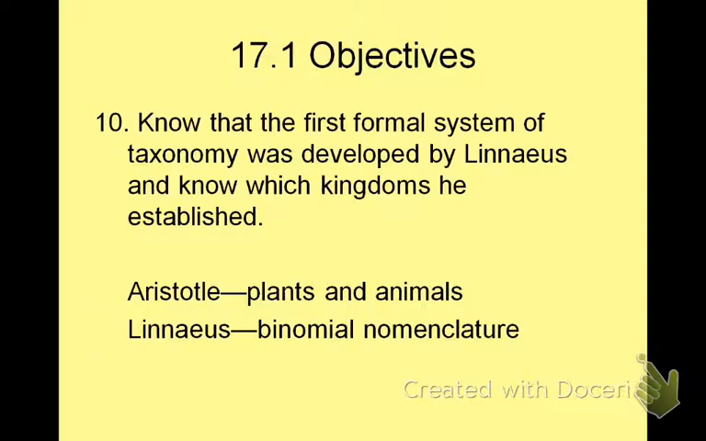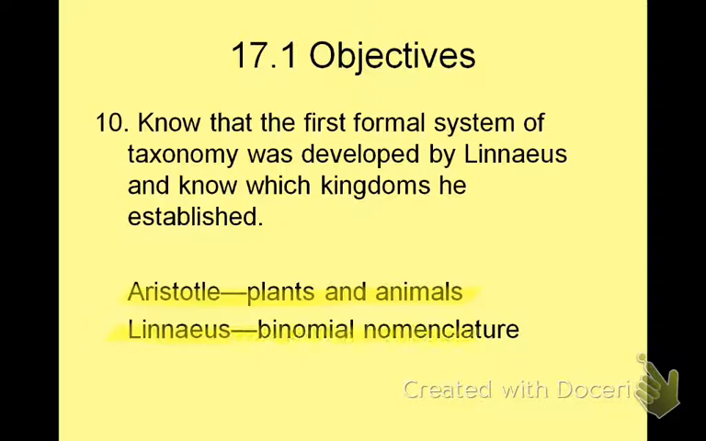Finally, Objective 10, you need to know a little bit of history about classification. Aristotle, in ancient Greek times, was the first one to classify plants and animals into 2 different categories. And so he only saw that there were 2 kingdoms, plants and animals. He didn't have the advantage of having a microscope to see the microscopic world, and he considered fungi to be in the plant category.